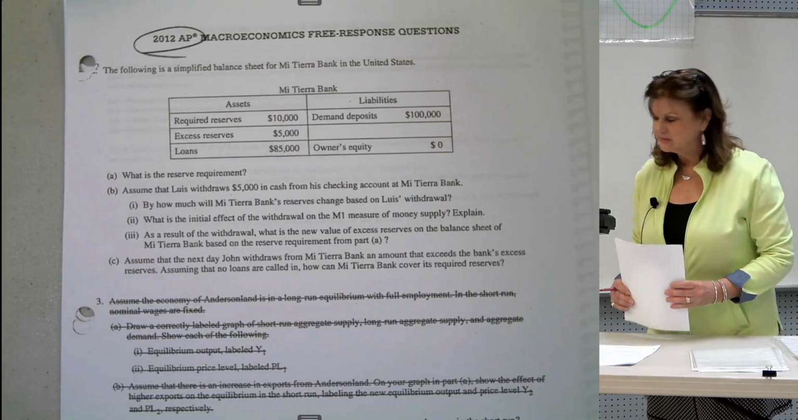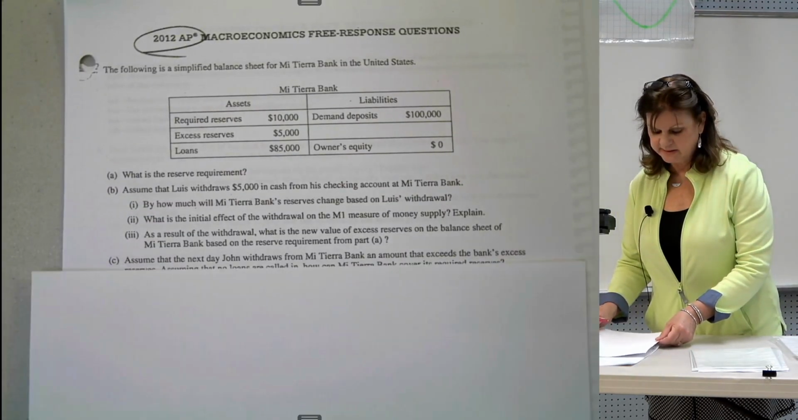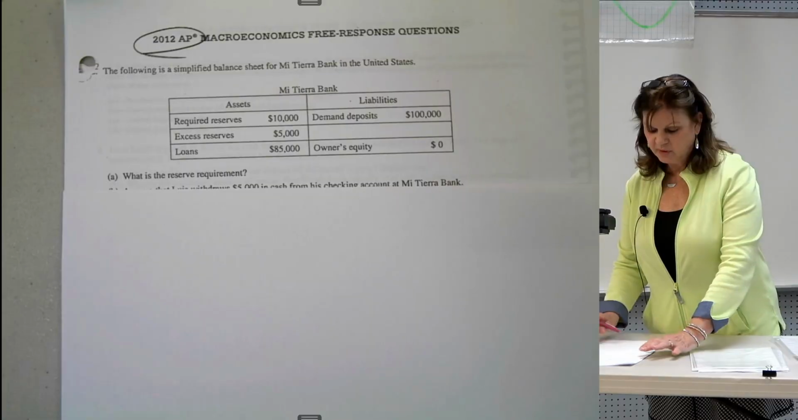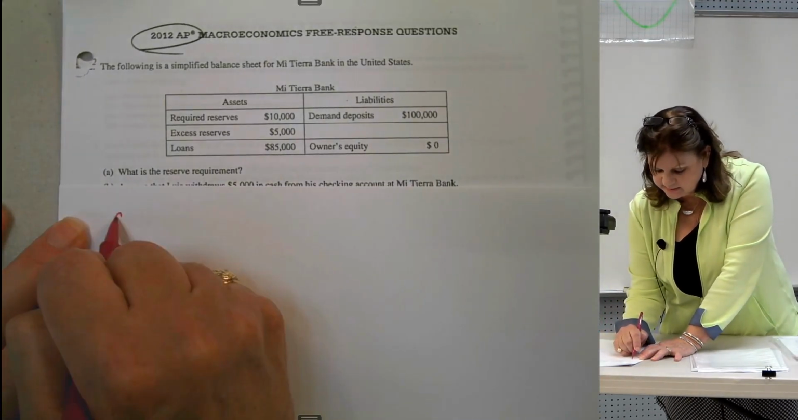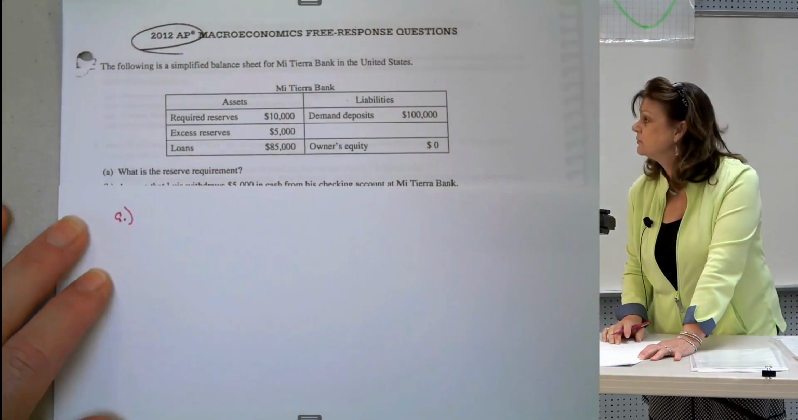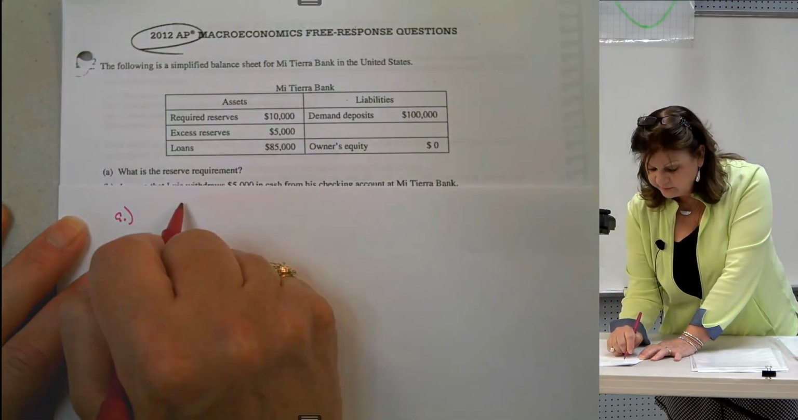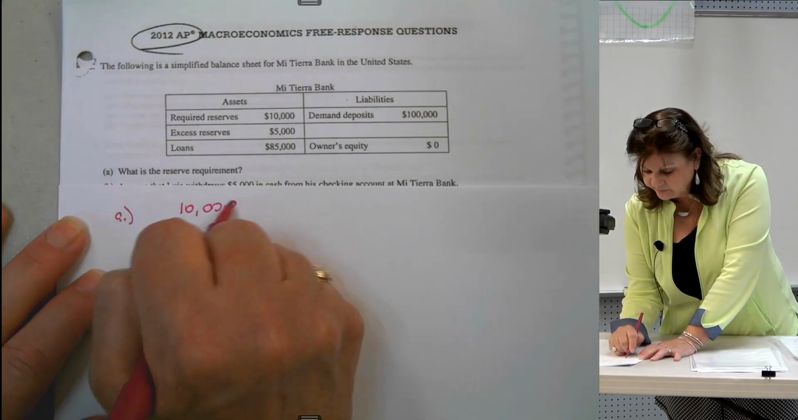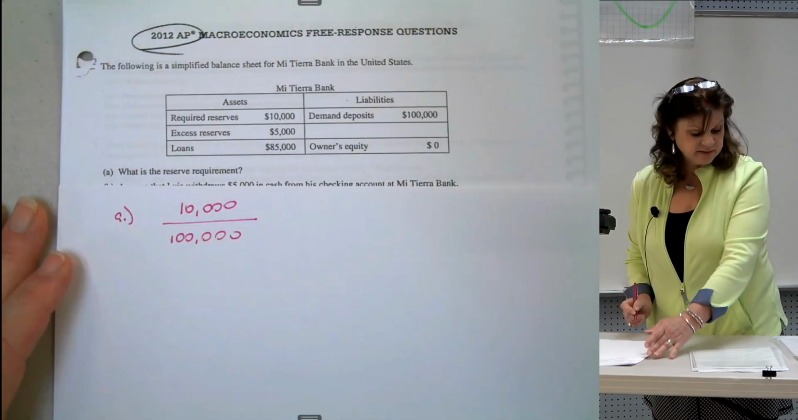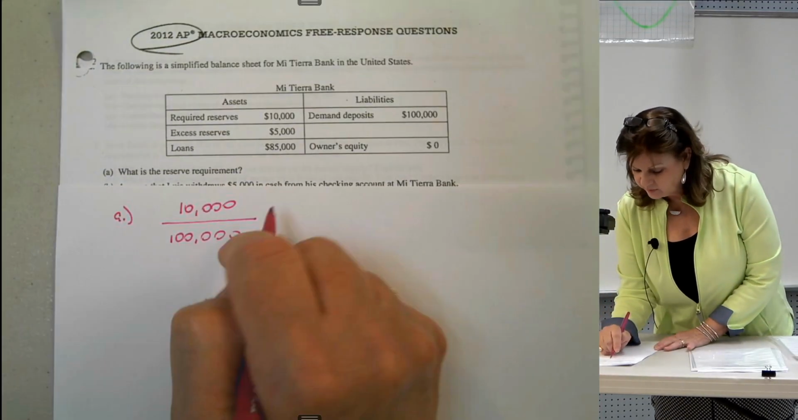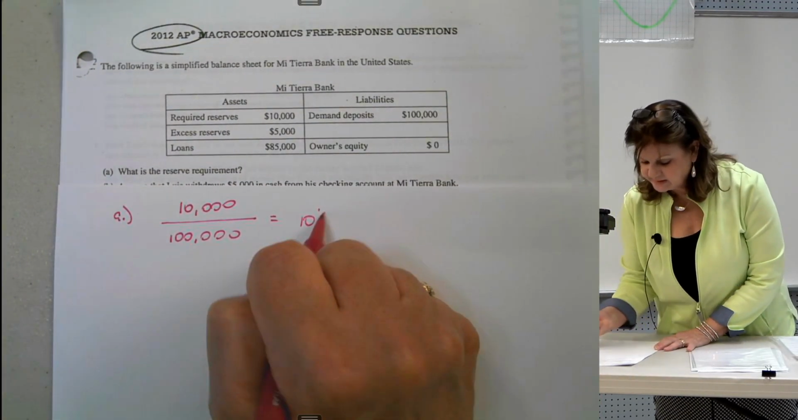Okay, let's go through this together. Let's see how you did. Part A, what is the reserve requirement? Well, that is not too challenging to figure out. The required reserves are $10,000. The demand deposits are $100,000. Our reserve requirement is 10%.